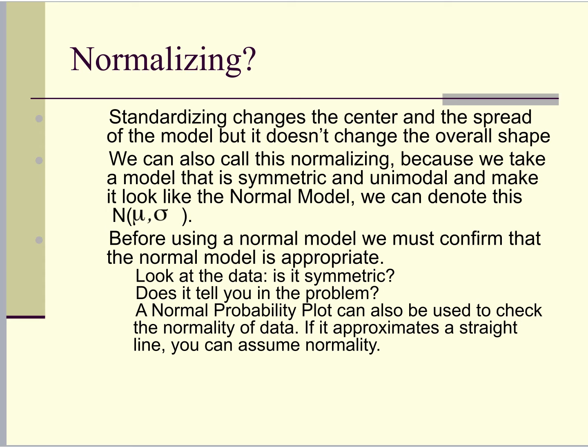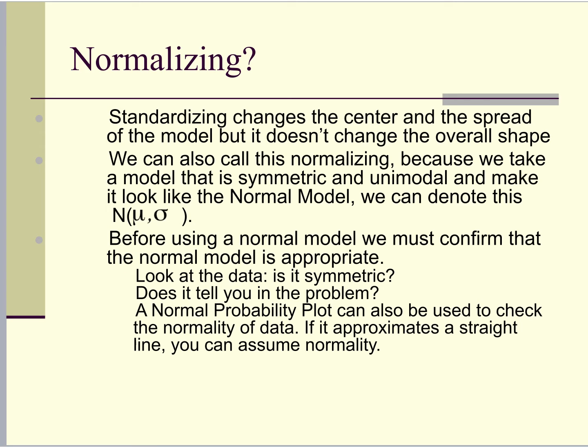So normalizing is taking the values and putting them towards a normal model. The normal model is a symmetrical and unimodal curve. Standardizing changes the center and the spread of the model, but it doesn't change the overall shape. We can call this normalizing because we take a model that's symmetric and unimodal and make it look like the normal model. We denote it with a capital N, and in parentheses, we write the mean, comma, the standard deviation. That tells you your shape, your center, and your spread.